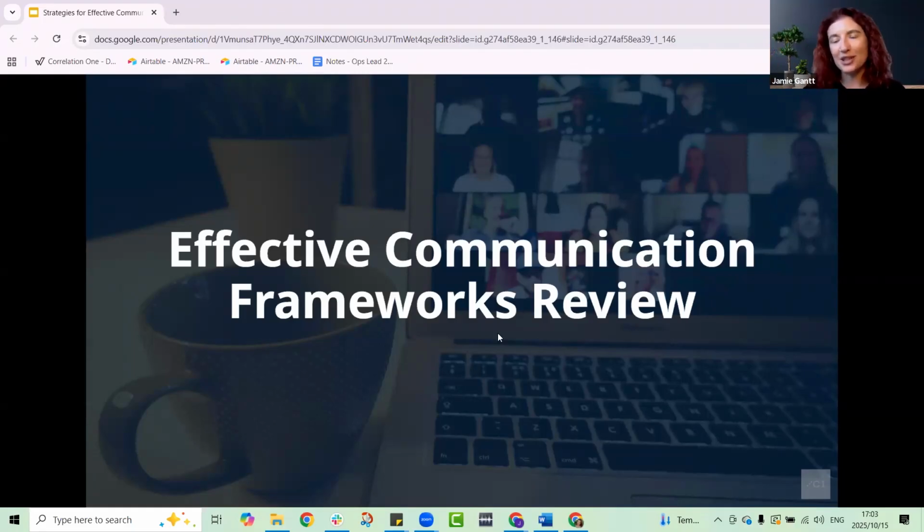This is a safe space. It's a controlled environment where you can actually put some of this stuff into practice so that you can feel a little bit more confident taking it out into the real world. All right, so let's dive in.